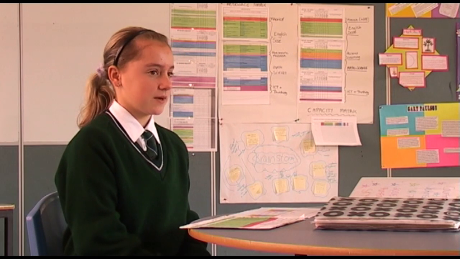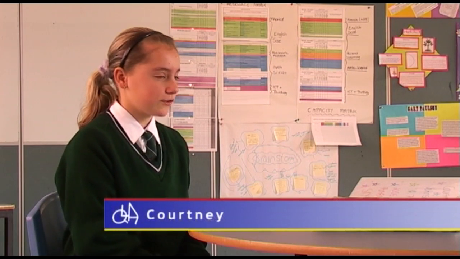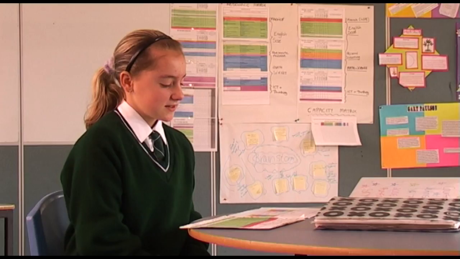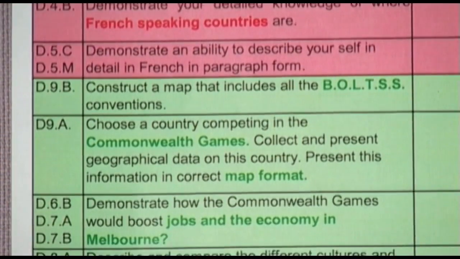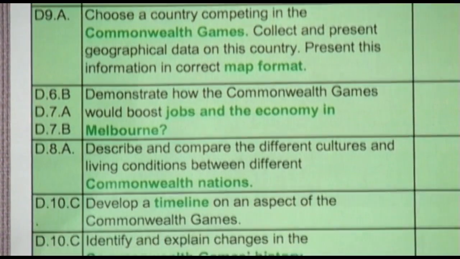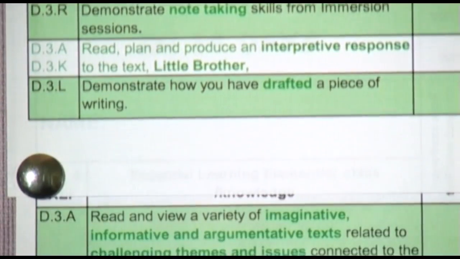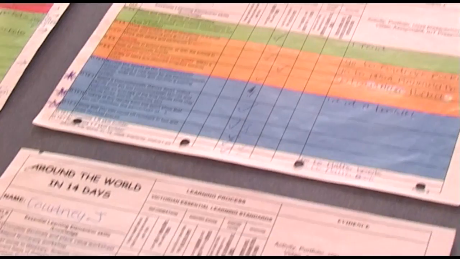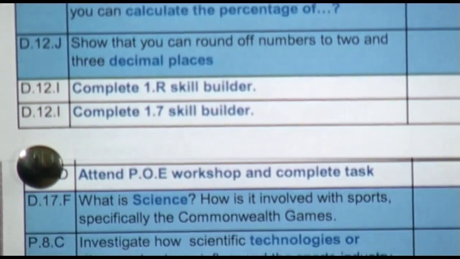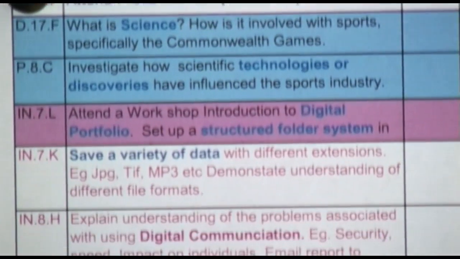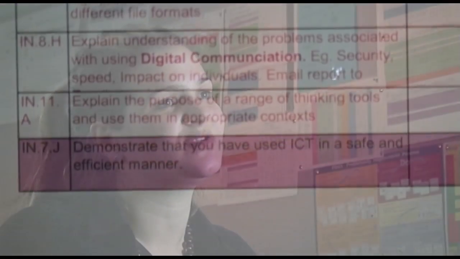This is our capacity matrix. It's called Around the World in 14 Days, and it has lots of elements on it. Red is French, green is English or SOS, blue is maths and science, purple is inner strand, and orange is personal strand. Each of the words or terms that we think are important for students to understand, or that may require a resource, we then highlight.